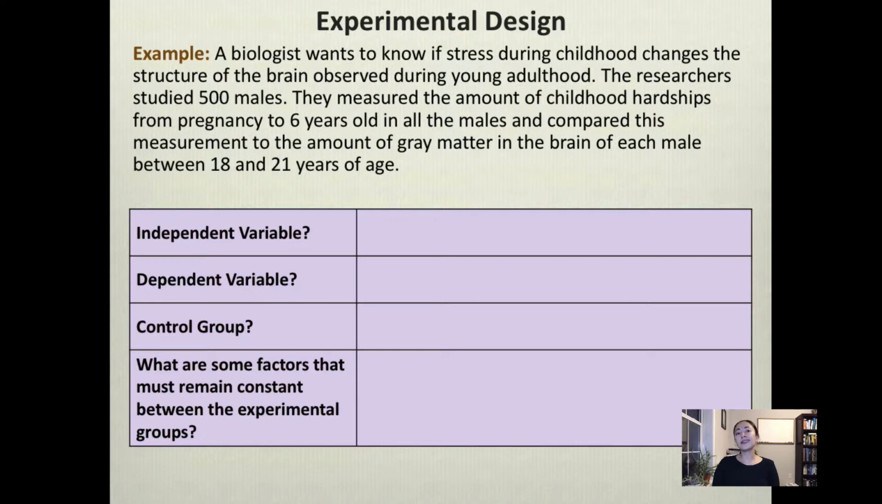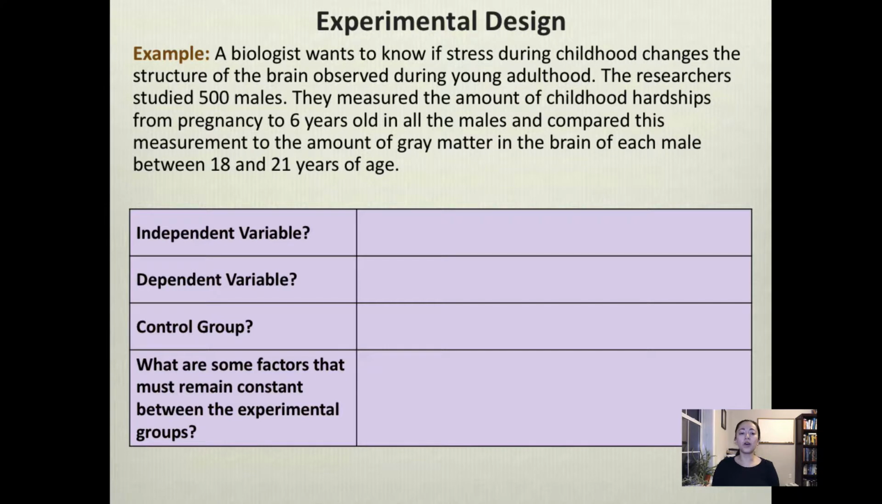Let's do some practice identifying the different components of an experiment. So here we have an example. A biologist wants to know if stress during childhood changes the structure of the brain observed during young adulthood. The researchers studied 500 males. They measured the amount of childhood hardships from pregnancy to 6 years old in all the males, and compared this measurement to the amount of gray matter in the brain of each male between 18 and 21 years of age.